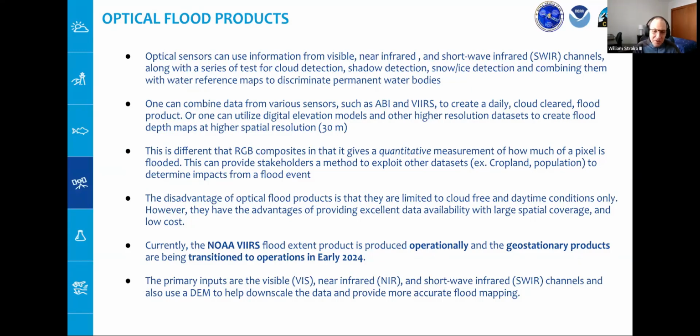Currently, the NOAA VIIRS flood product is produced operationally, and the geostationary products from both ABI and AHI are being transitioned to operations. The geostationary product from AHI will actually be run operationally by the Australian Bureau of Meteorology, which is doing that transition. And of course, the geostationary ones over the United States and North America will be done by NOAA.